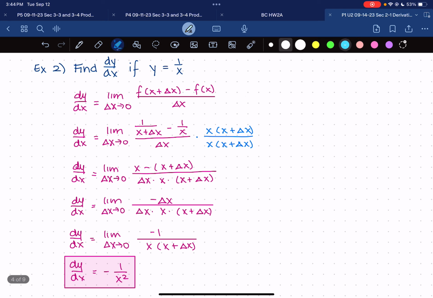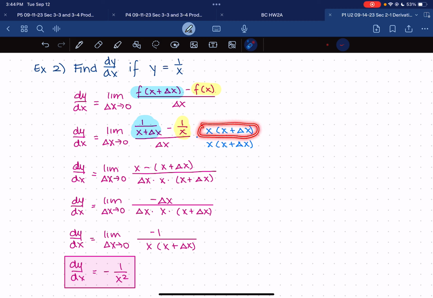And again, f of x is just 1 over x. F of x plus delta x would be 1 over x plus delta x. I haven't been saying this, but when you first have the formula and try to plug in 0 for delta x, you will always get 0 over 0. It's always going to be indeterminate, so you have to do something with it. So now we'll multiply by the LCD so that we can cancel out.